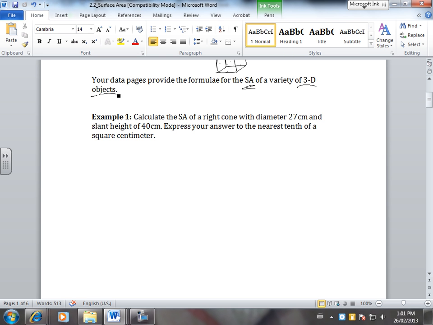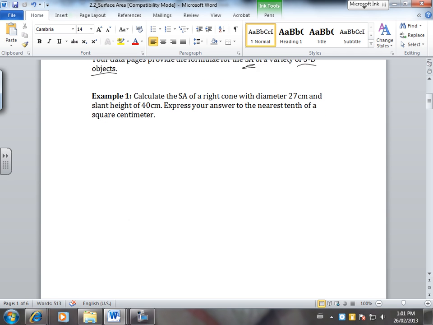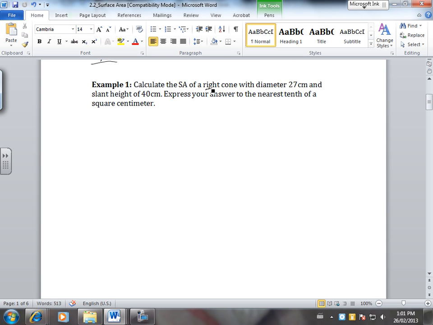So our first example will be a right cone. Okay, so this is sort of like an ice cream cone. It has a diameter of 27 centimeters, so diameter will be 27 centimeters, and a slant height of 40 centimeters, so slant height equals 40 centimeters. We're going to express our answer to the nearest tenth of a square centimeter. Okay, so square centimeters, and tenth, it will be a number with 1 decimal.